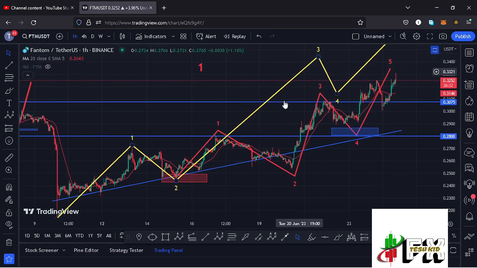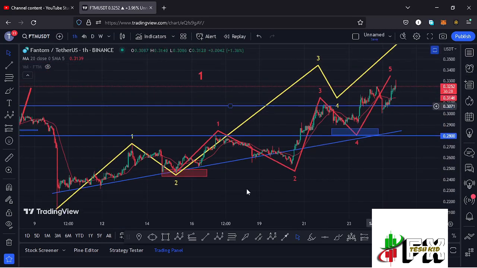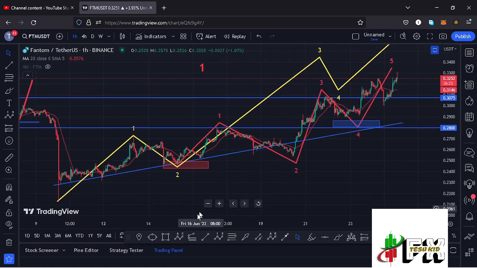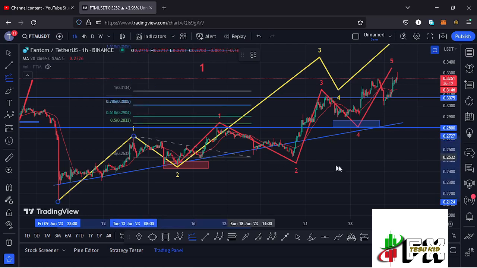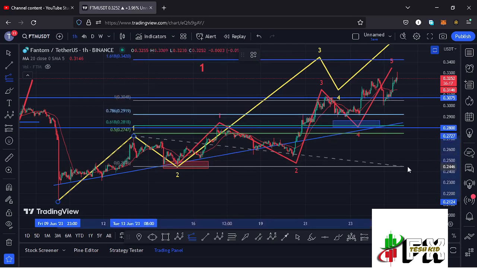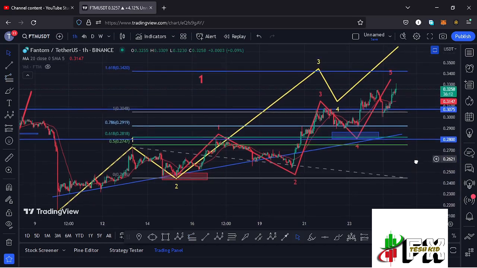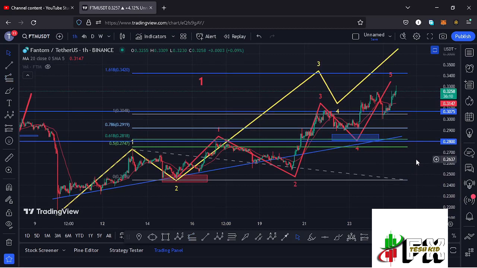And in my previous videos, I have been giving you my target areas for that third wave to the upper side by connecting the trend-based Fibonacci from the low of the first wave to the high of that wave 1, then dragging the fibs to the low of the second wave. And that now gave me a minimum target area at the Fib level 1.618, and that is at around the $0.342 mark. And that is the minimum that I'm expecting Fantom to do in the formation of that wave 3.